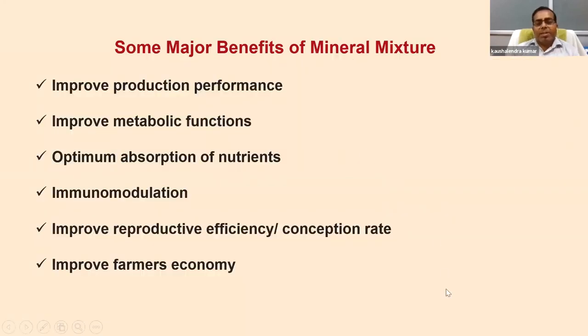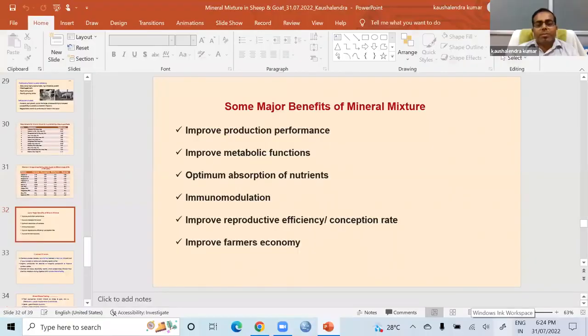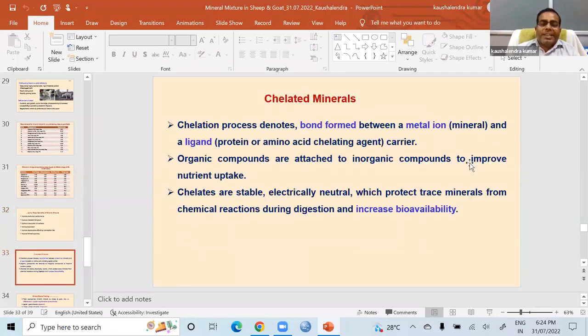Major benefits of the mineral mixture. What are the major benefits? Mineral mixture improves production performance and metabolic function. It helps in optimum absorption of the nutrients. It helps in immunomodulation. It improves reproductive efficiency, helps in better conception rate, and improves farmers' economy.